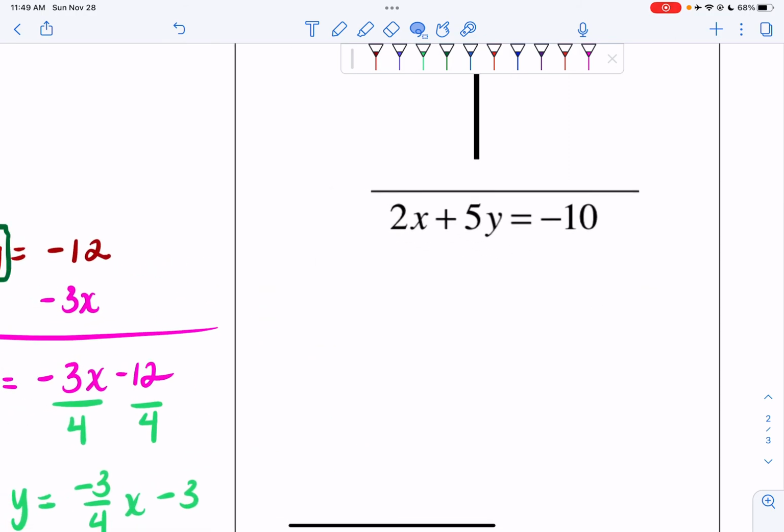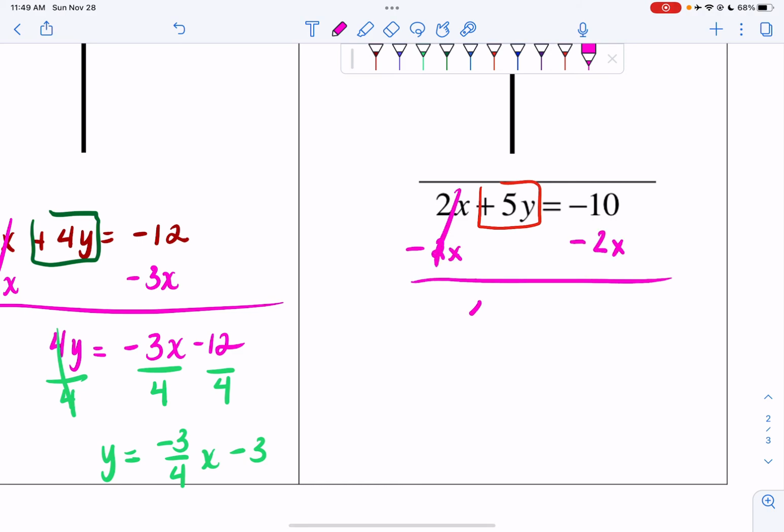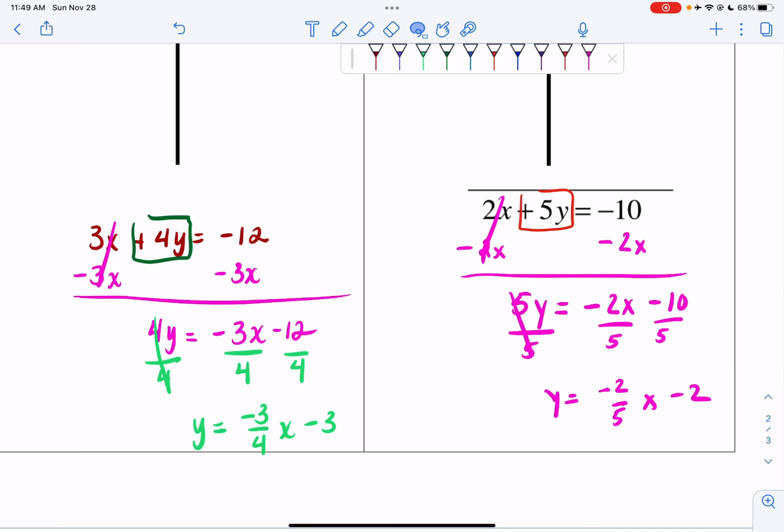If we look, our equation is not in y equals mx plus b form, so we're going to have to solve. I get rid of my 2x by subtracting 2x, because I want to get this 5y by itself. So subtract 2x, subtract 2x. I get 5y equals negative 2x minus 10. And then I divide every single term by 5, because that's the number attached to my y. So I have y equals negative 2 over 5 x minus 2. This is what I'm graphing.